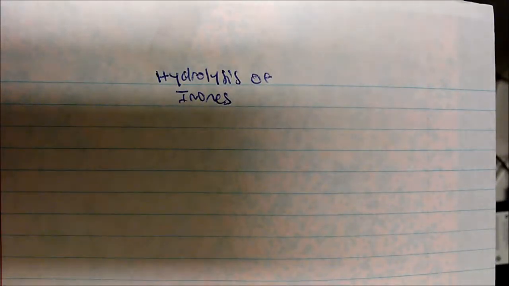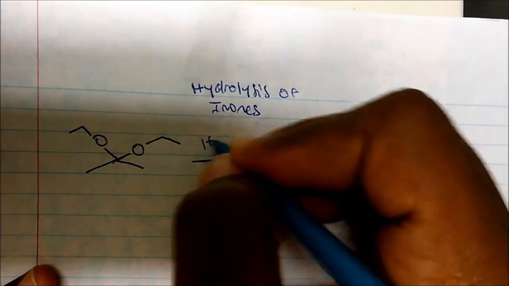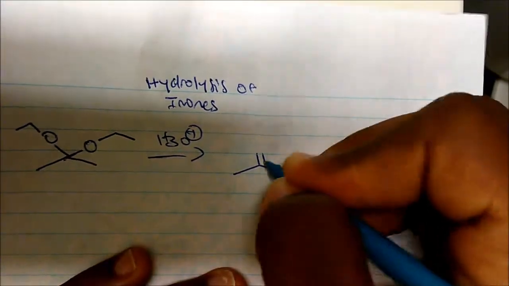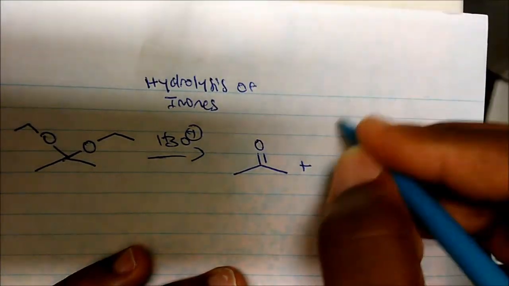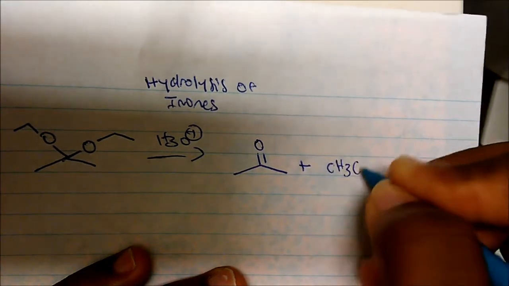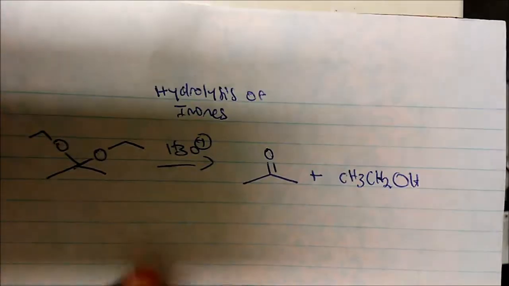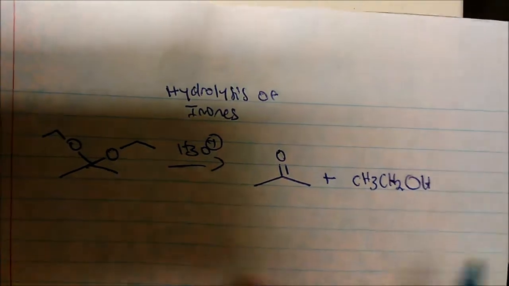So in this video, we're going to talk about the hydrolysis of imines, just like how we talked about the hydrolysis of acetals. So what do I mean? Well, if I see this molecule in solution and I hydrolyze it, so if I throw this in acid, it looks to me as if I'm going to get a ketone plus, what is that, ethanol. So it looks as if I'm going to get this.